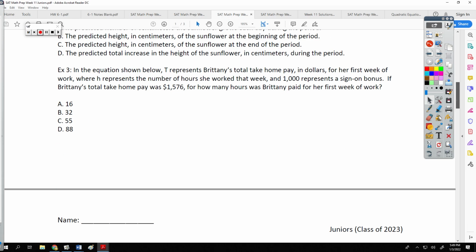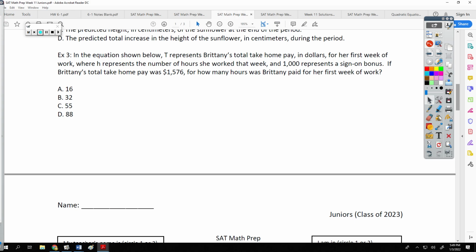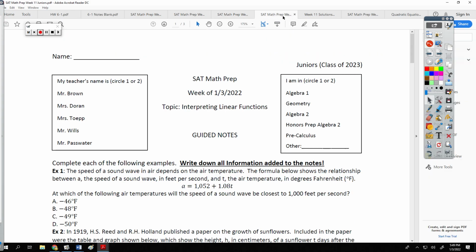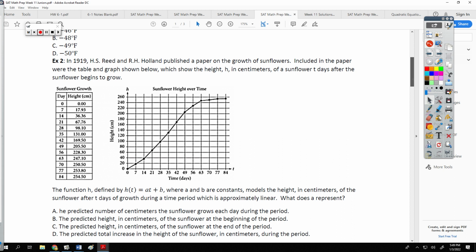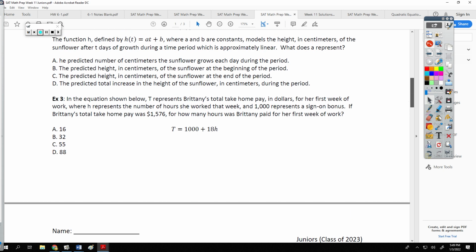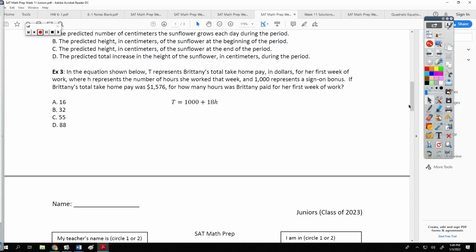It says in the equation shown below, and I've opened up the wrong version of it. Let's find the right one here. Here it is. In the equation shown below, there it is, T represents Brittany's total take-home pay in dollars for her first week of work, where H represents the number of hours she's worked that week, and 1,000 represents a sign-on bonus. If Brittany's total take-home pay was $1,576, for how many hours was Brittany paid in her first week of work? So there's the question we're actually trying to answer.